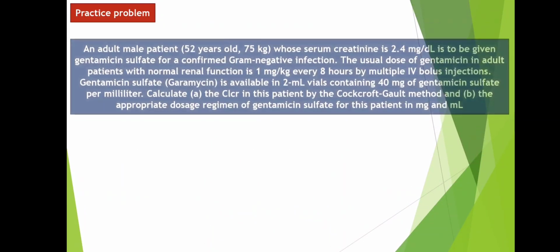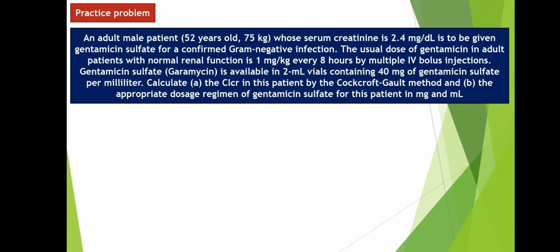Next, we have another practice problem. An adult male, 52 years old and 75 kg, whose serum creatinine is 2.4 mg per deciliter, is to be given gentamicin sulfate for a confirmed gram-negative infection. The usual dose of gentamicin in adult patients with normal renal function is 1 mg per kg every 8 hours by multiple IV bolus injection. Gentamicin sulfate is available in 2 ml vials containing 40 mg of gentamicin sulfate per milliliter. Calculate A, the creatinine clearance in this patient by the Cockcroft-Gault equation method, and B, the appropriate dosage regimen of gentamicin sulfate for this patient in mg and ml.